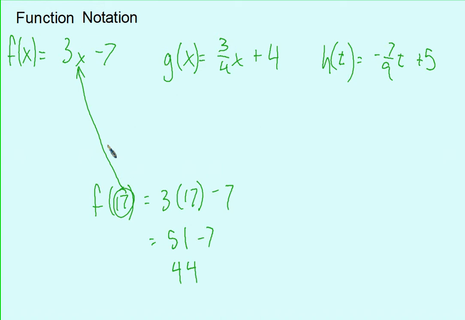Don't be confused, it does not mean 3x times 17 minus 7 or 3x minus 7 times 17. This is what happens a lot. We think this is multiplication. It's not multiplication, it just means plug this in for x in f. Go to the function f and plug in this for x. Okay? So the first thing I want you to do is practice this a bit.